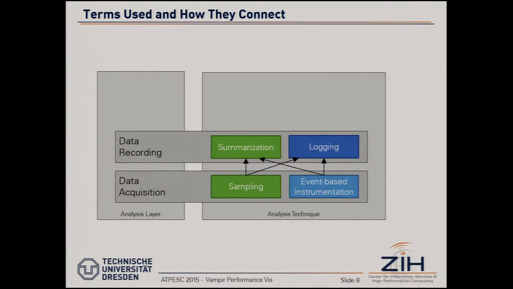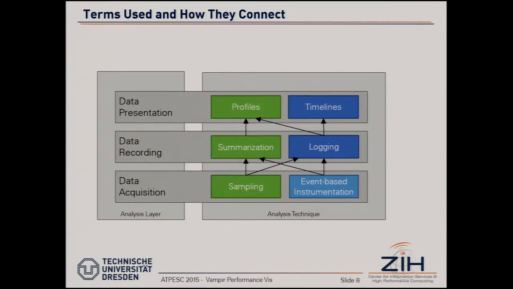Then you have to record this in some form. So you can summarize this right away, or you can log this. And no matter how you got the data samples, let's really call them like this, whether they are pushed or you pull them out of the application, you can either summarize immediately or log the sample or the event. And then if you present it, you can either do this with a profile or with a timeline. The only thing you cannot do is create a timeline out of a summary, because you've already dropped all this information.